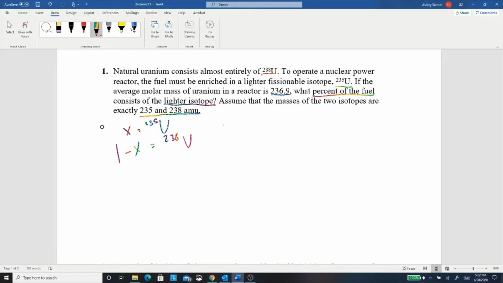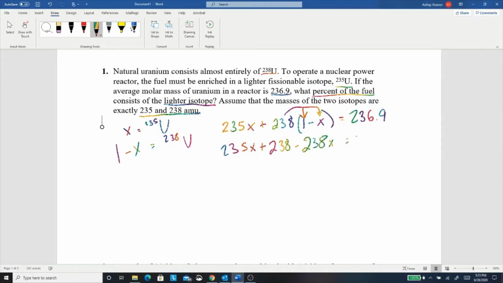So when we set this up, we have 235 times X for the fraction plus 238 times its fraction, which is 1 minus X. And those add up to be 236.9. Now we need to go ahead and solve for X, so we can distribute the 238. We have 235X plus 238 minus 238X equals 236.9. Then we can start simplifying. We have negative 3X plus 238 is equal to 236.9.